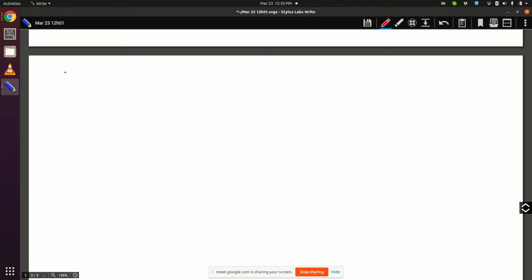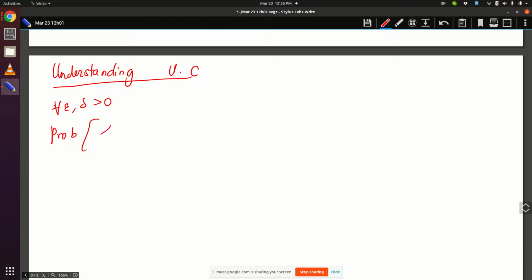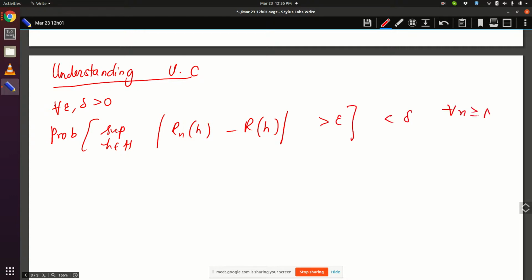So basically, understanding uniform convergence. So let's see. What we have is, for all epsilon, delta greater than 0, the probability that the supremum over h belonging to H of |R_n(h) minus R(h)| is greater than epsilon is less than delta for all n greater than N. Okay, so now this is given to us. Whenever I am talking about probability, I should understand which is the randomness. So what is the source of randomness here?